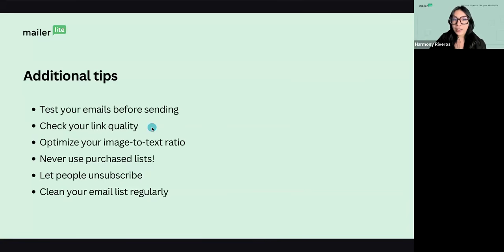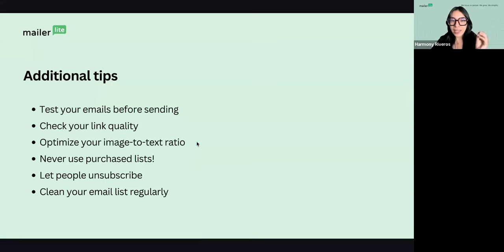That's the second one: checking your link quality as well. So what exactly are you linking to? That is a big one. If you are linking to external sites that are more commonly used by spammers or by spam emails, that is going to affect deliverability. Whereas if you are linking to, say, your own website, your own offers, things that are legitimately from your business, that matters. So when you test your emails, you can check your links as well, not only where you're linking to, but if all links actually work.